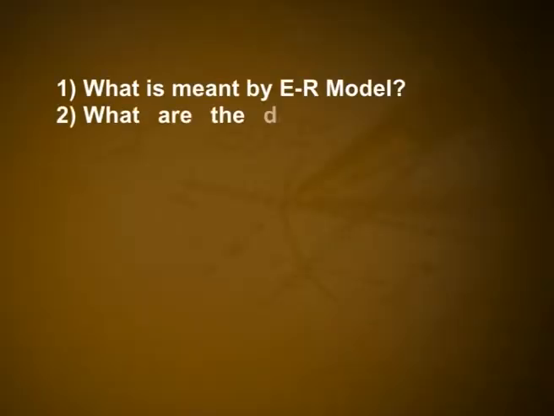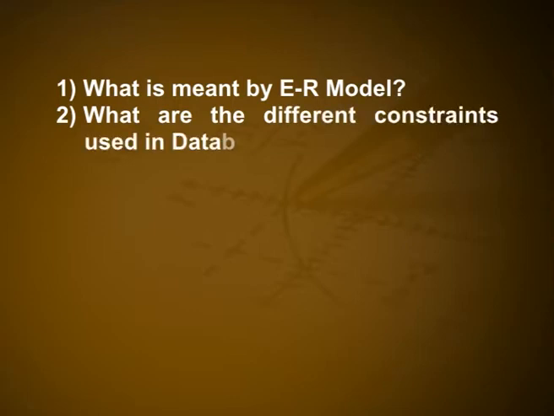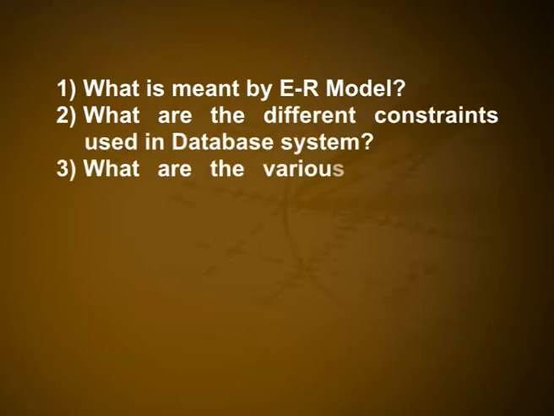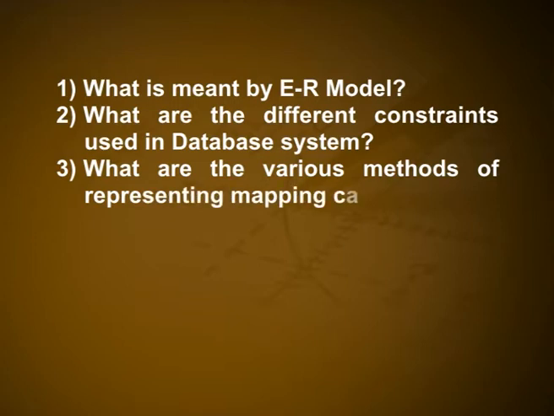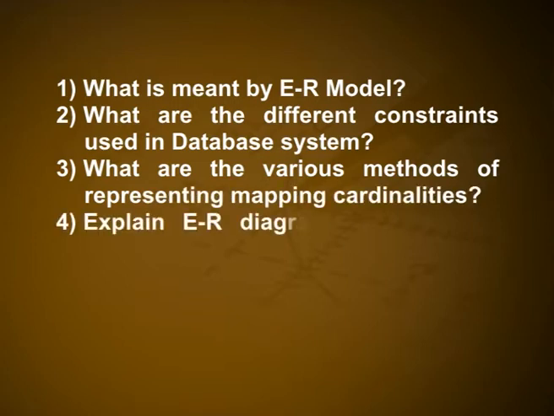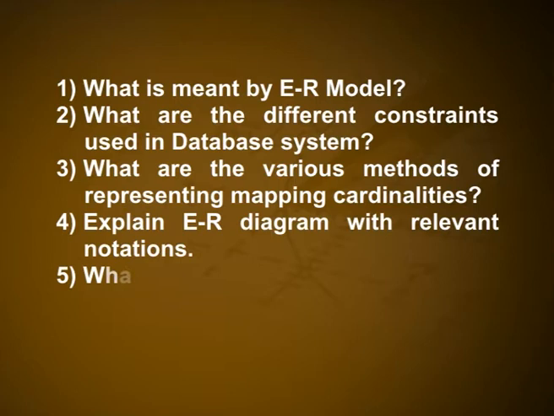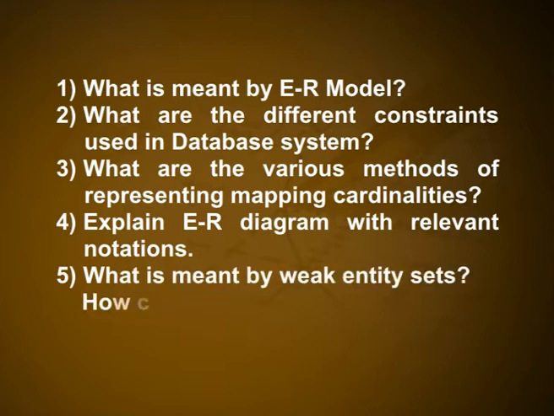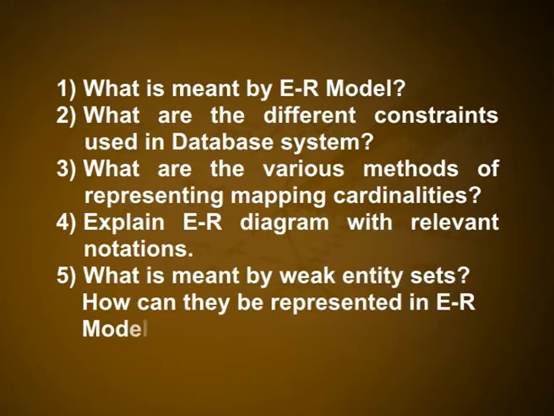Before we attend the next unit, please try to answer the following questions. What is meant by ER model? What are the different constraints used in database systems? What are the various methods of representing mapping cardinalities? Explain ER diagram with relevant notations. What is meant by weak entity sets? How can they be represented in ER model?